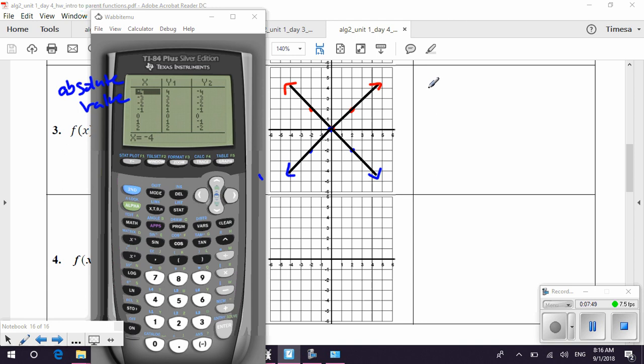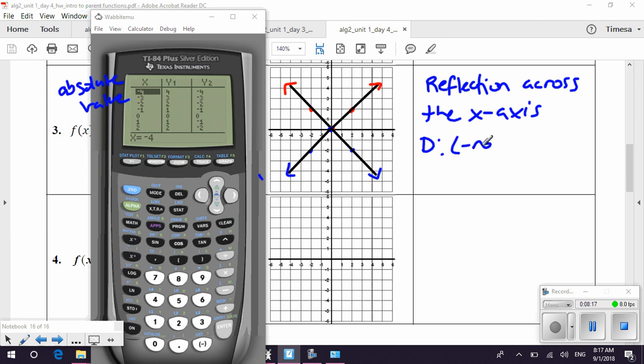So we would say it was a reflection across the x-axis. In other words, baby flipped across the x-axis. The domain is still the same as mama because all x's are fair game, so negative infinity to positive infinity.